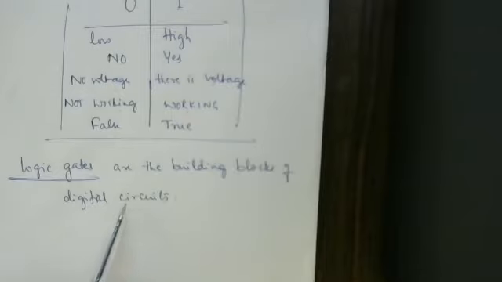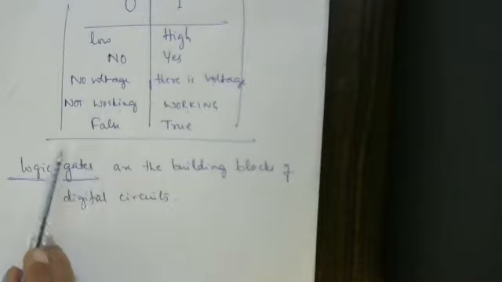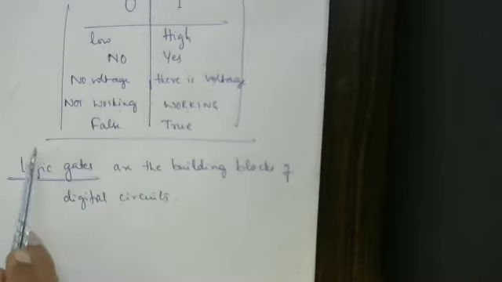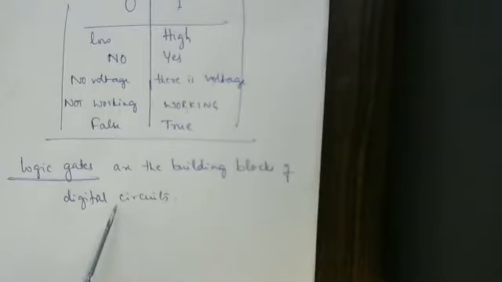Human beings have only one heart, whereas digital circuits have many hearts. They are all called logic gates. That is the meaning. Your computer, your phone, they are all digital circuits. They are all made up of logic gates.